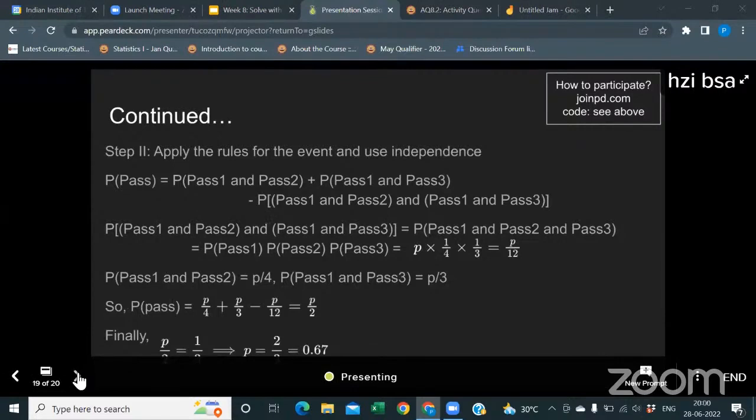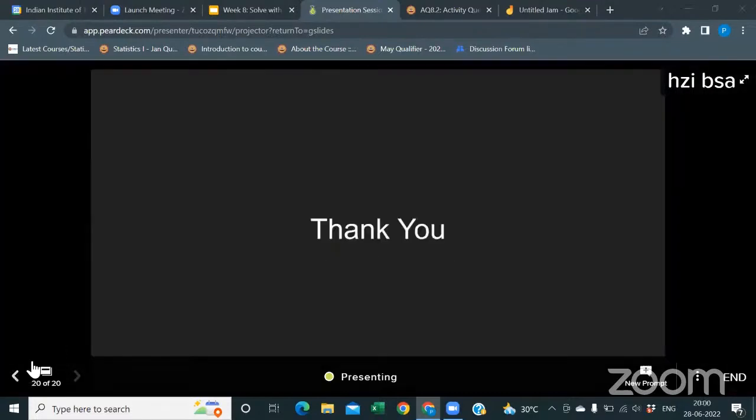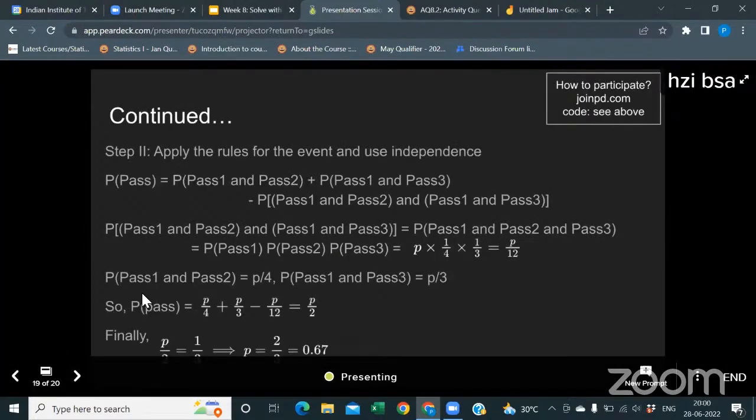Sir, I had a different approach. I took three situations. In one, a person has passed in 1 and 2 and failed in 3. In the second, he has passed in 1 and 3 but failed in 2. And in the third, he has passed in all 3. I took the probabilities of all these conditions and added them. I got P by 2 only, and I equated it to 1 by 3 and got 0.67.